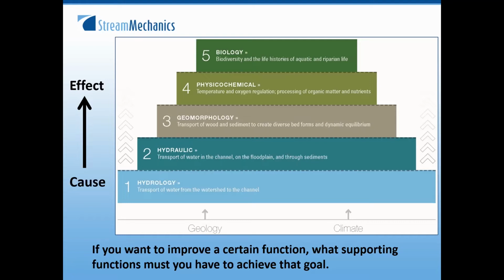This is not meant to be a concept that talks about the interrelationship among functions, but rather, if you want something, what do you have to have in order to achieve it? So the beaver example would go like this.